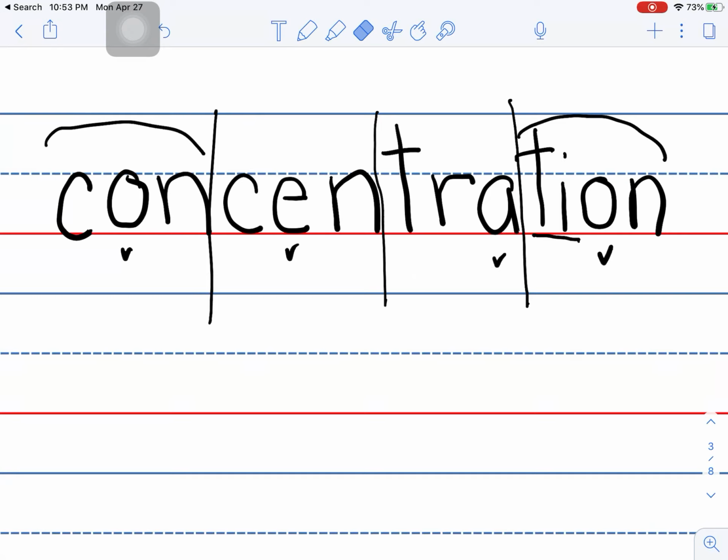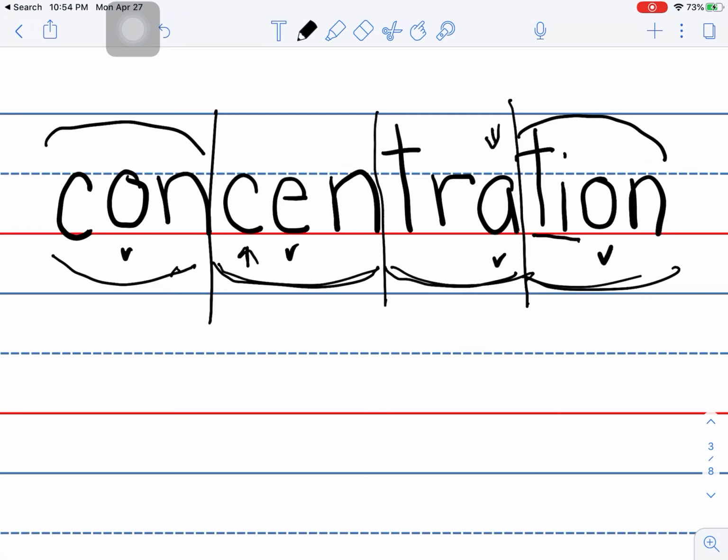Get rid of these and let's read this. Ready? Con, sen, tray. A says A at the end of a syllable. Shun. And let's notice here that the C in this syllable says S because it's in front of an E. Remember the rule? C says S in front of E, I, or Y. And then we had the rule that A, E, O, U will say their names or their long sounds when they're at the end of a syllable. So this says A. Ready? Again, con, sen, tray, shun. Concentration. There you go.